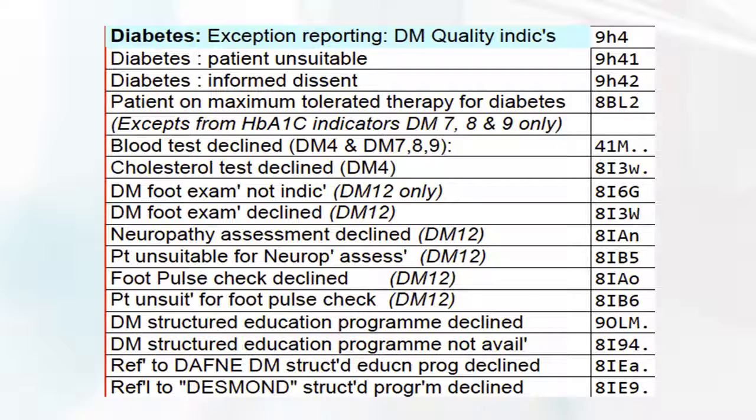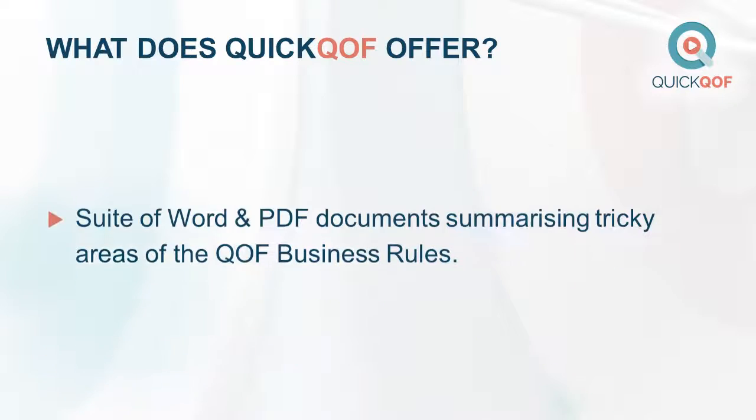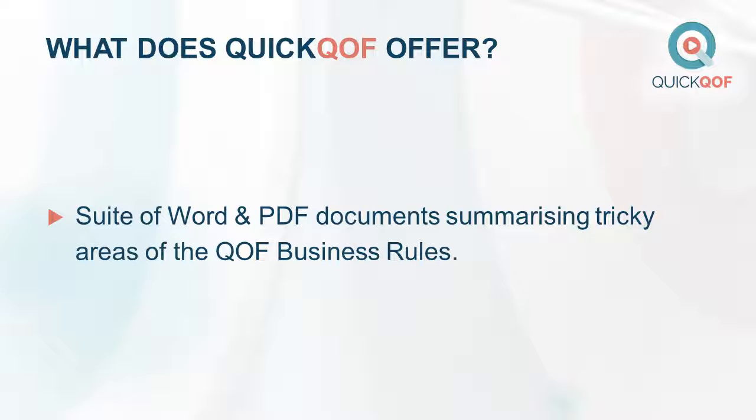This is the diabetes section. All the valid exception codes for diabetes are collated, and the sheet tells you which indicators it works for and what the code is. The download pack also includes a suite of Word and PDF documents that cover various areas of the QuickQOF in detail.